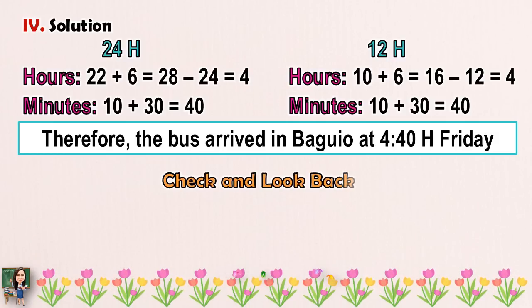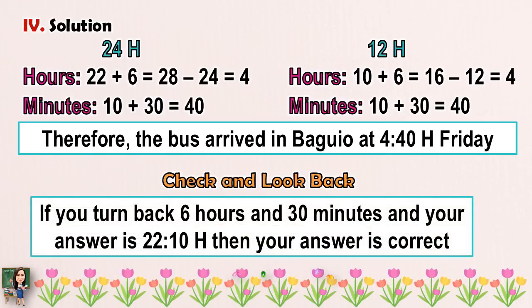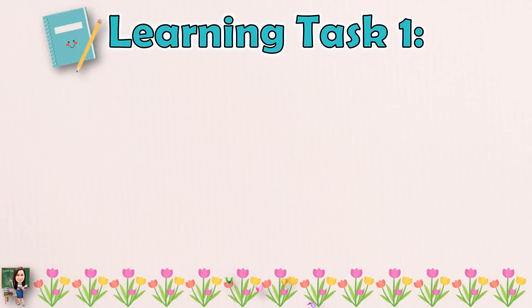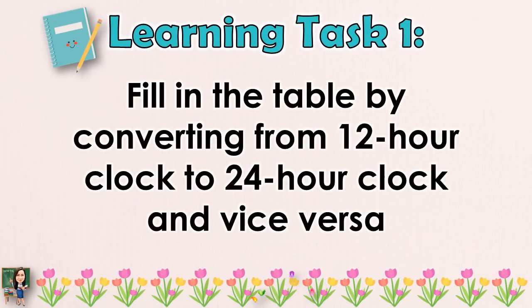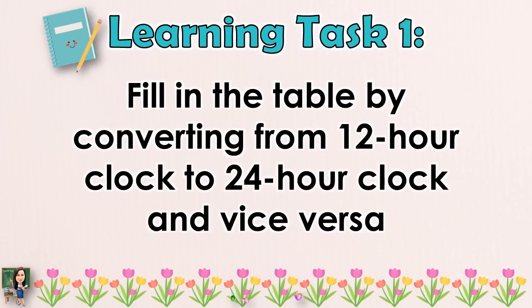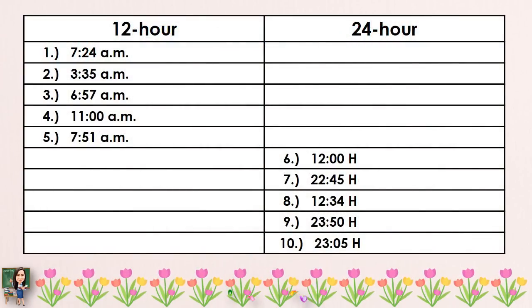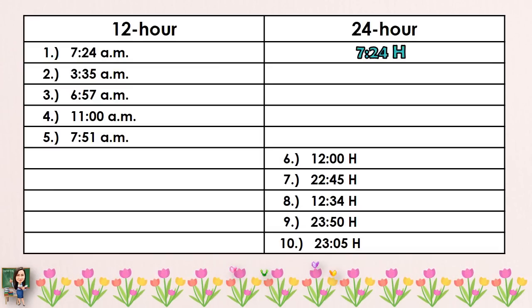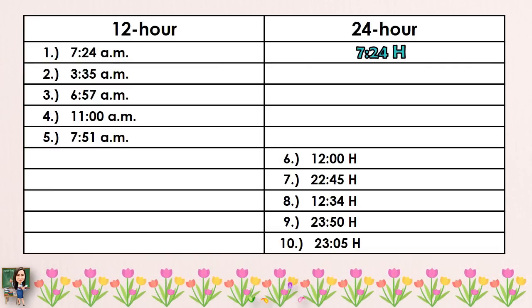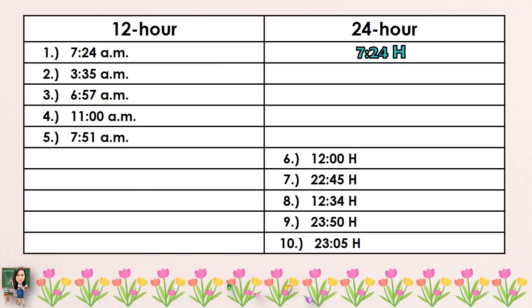And then the next step is check and look back. If you turn back 6 hours and 30 minutes and your answer is 2210 hours, then your answer is correct. And now, let us proceed to Learning Task 1. Fill in the table by converting from 12-hour clock to 24-hour clock and vice versa. Number 1 is 7:24 a.m. Convert it into 24-hour. The answer is 0724 hours.